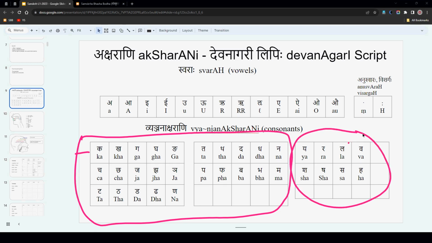And these are Avargiya Vyanjana. Each one has a place for pronunciation, but they are not grouped like this. Ya again is Talavya, Ra, Murdhanya, La, Dantya, Va, Oshtya, Sha, Talavya, Sha, Murdhanya, Sa, Dantya, Ha, Kantha.